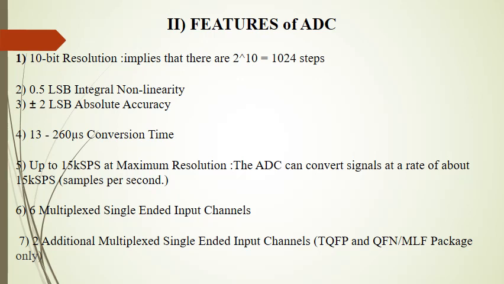Then the fifth feature is that it has up to 15 kilo samples per second. That means the ADC can convert signals at a rate of about 15 kilo samples per second. The next feature is six multiplexed single ended input channels, and 6 plus 2, I would say, because in some packages there are 8 single ended input channels. We'll come to what single ended input channels mean in the upcoming slides.